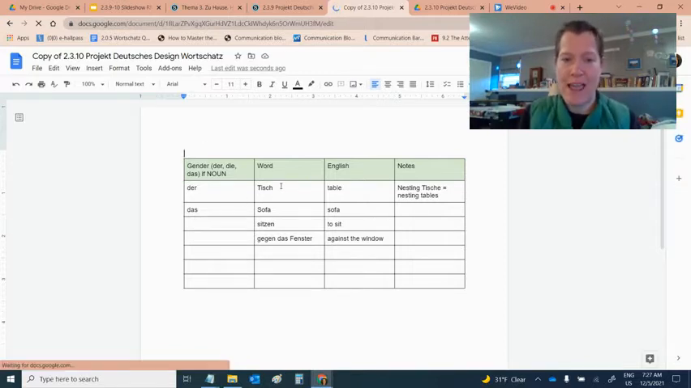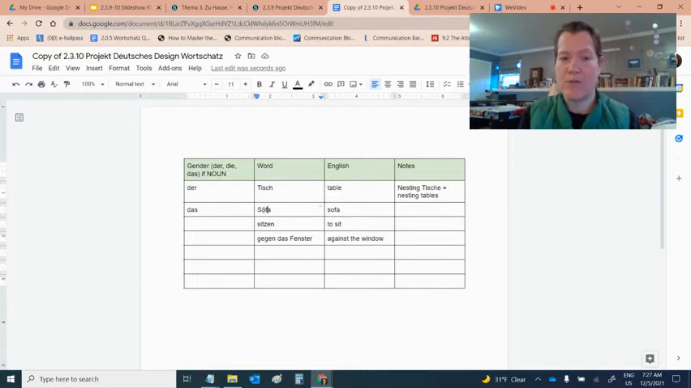If this word is a noun, like a person, place, or thing, like table, Tisch, then you want to put der, die, or das. So sofa, it's another thing, right? If it's a verb like sitzen, to sit, then it doesn't have an article. You don't say the sitting or a sit. No. To sit, sitzen. And then you might have some phrases like against the window, gegen das Fenster.